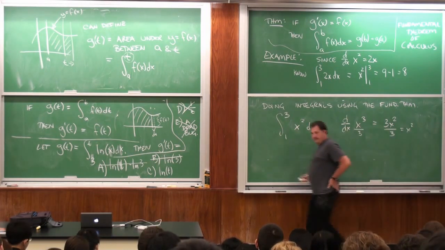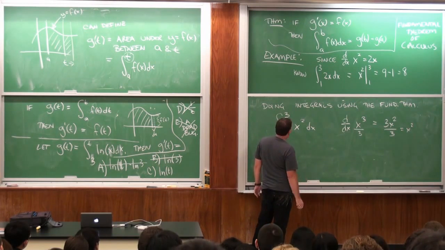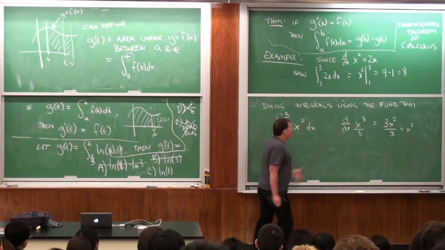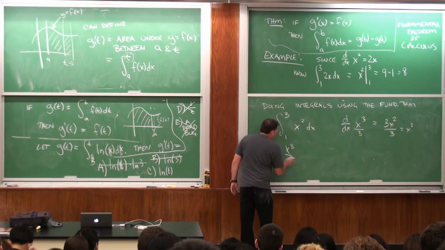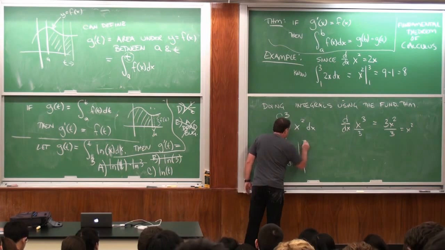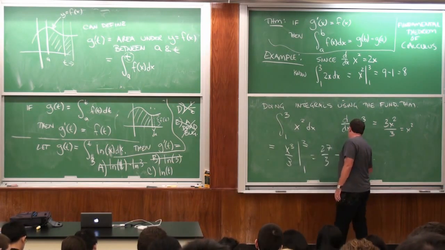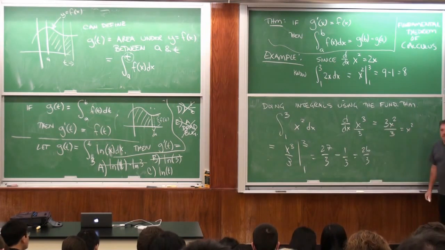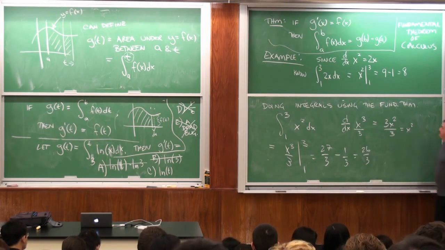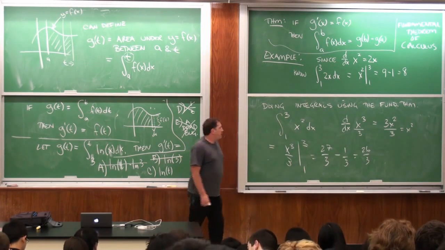So this guy is just going to be, oops, what did I do wrong? No, that's right. So that means that this is x cubed over 3, and I plug in the values from 1 to 3. So this is 27 over 3 minus 1 over 3, which is 26 over 3. So that was pretty straightforward and pretty easy. Anybody confused by that at all? Okay.